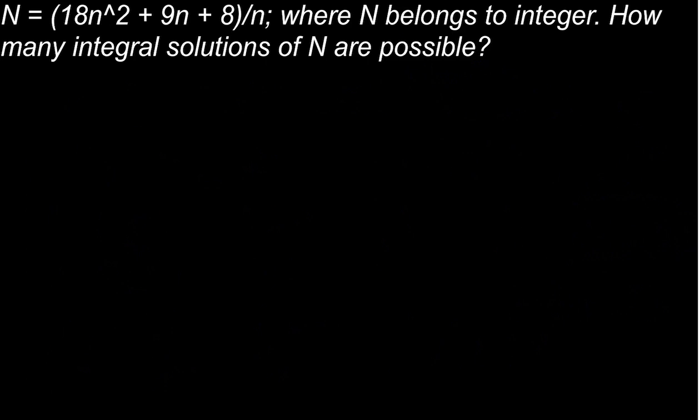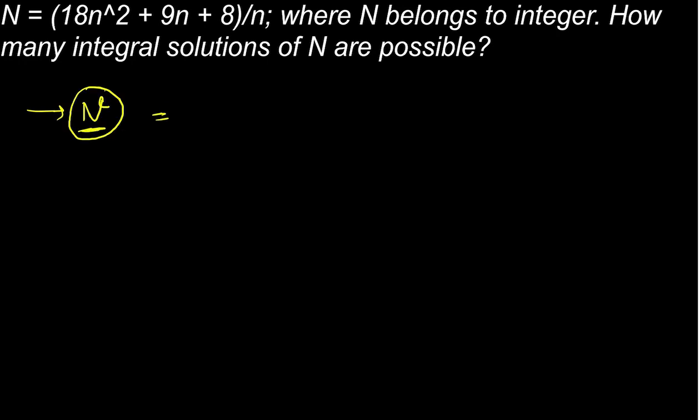If n equals (18N square plus 9N plus 8) divided by N, where capital N belongs to the integers, how many integral solutions of N are possible? Okay, so let's write this down. N should be a positive integer or any integer number.